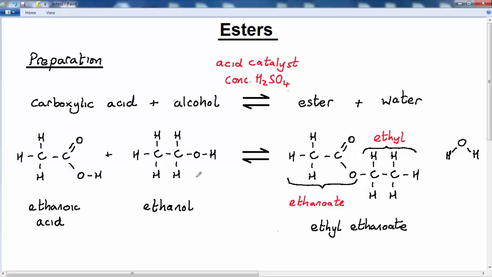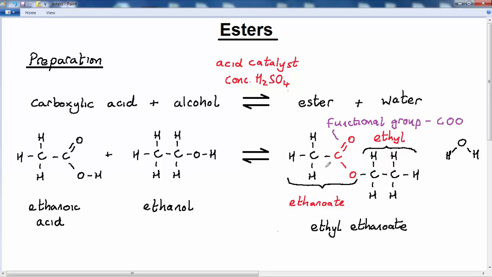And as with the alkenes, with the alcohols, with the carboxylic acids, we can say that the esters have a functional group, and the functional group is this C double bond O group in the middle. Okay, so this is the functional group. Okay, and we'll write that COO.